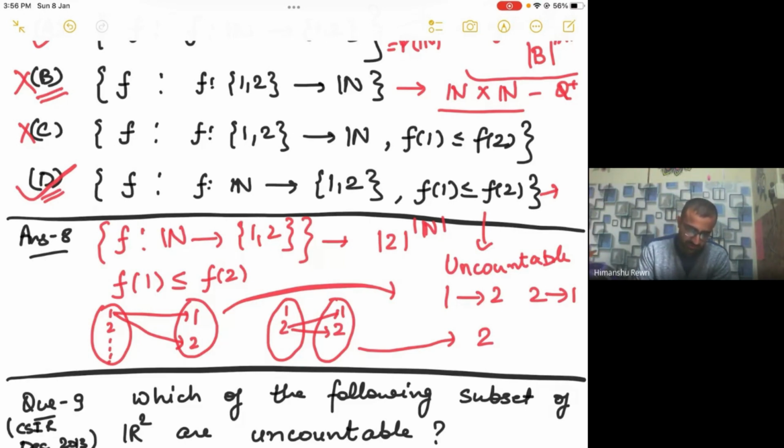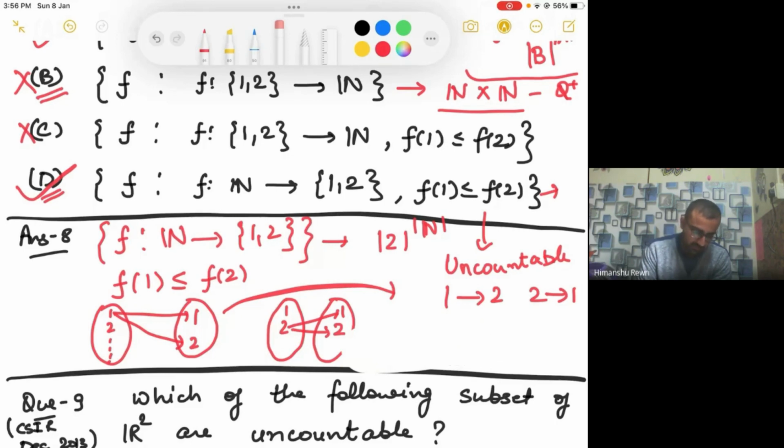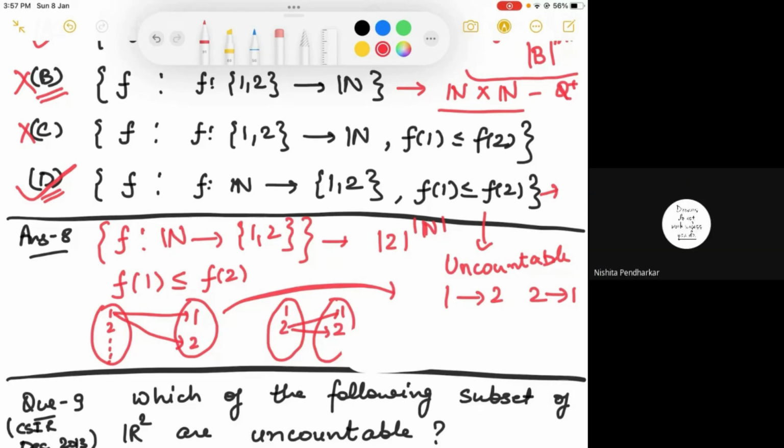No, I think there is only one possibility, like 1 will go to 2 and 2 will go to 1. The other possibilities will work. So from an uncountable set, we are removing only one possibility. So removing a singleton set from an uncountable set will make again the set uncountable. So is that clear now? Yes, sir.